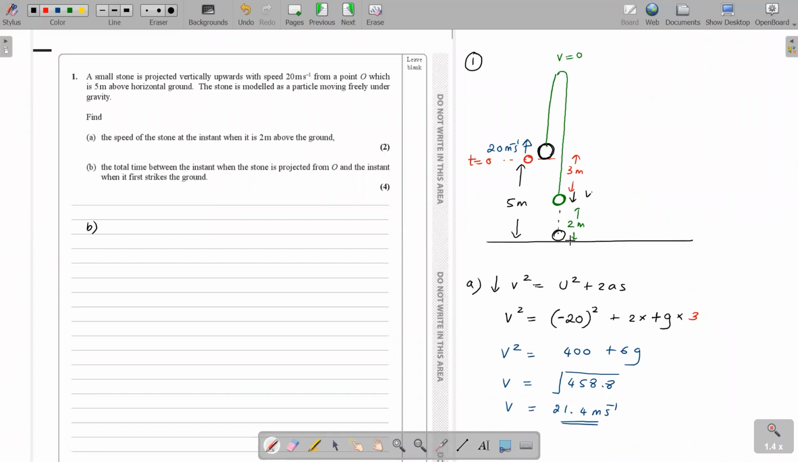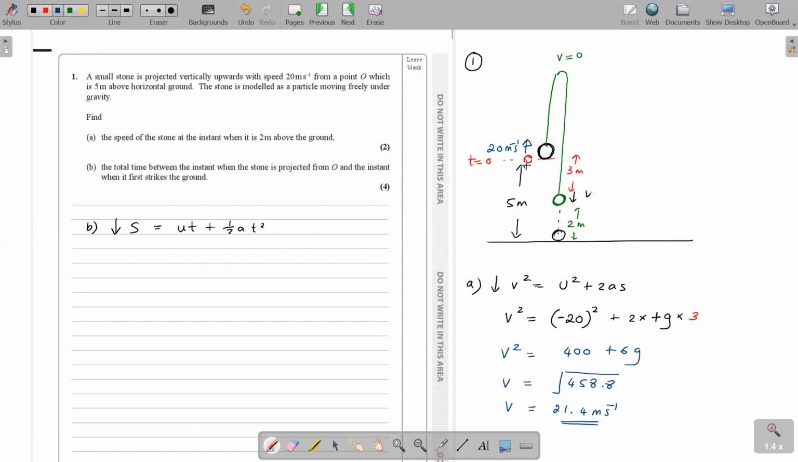Yeah, we can go with S equals ut plus half at squared, right? We have to find the time taken. So this is from point O until you strike the ground. I will use the equation downwards because I can see from O to the ground, the displacement is downwards. Okay, if you want, you could use upwards.